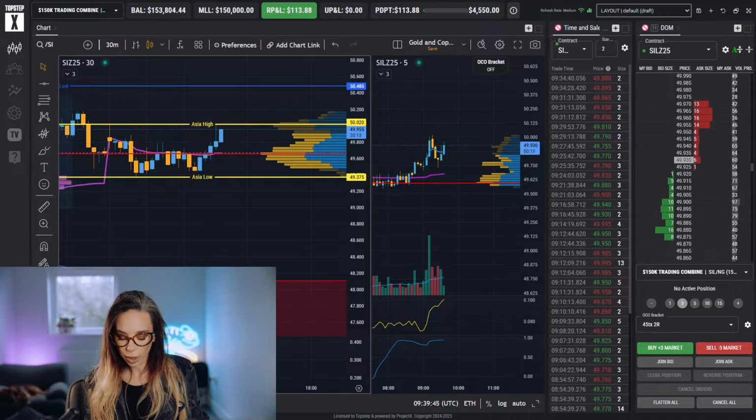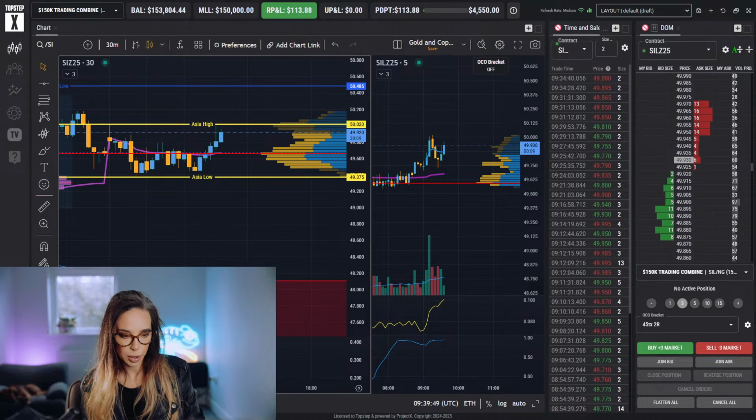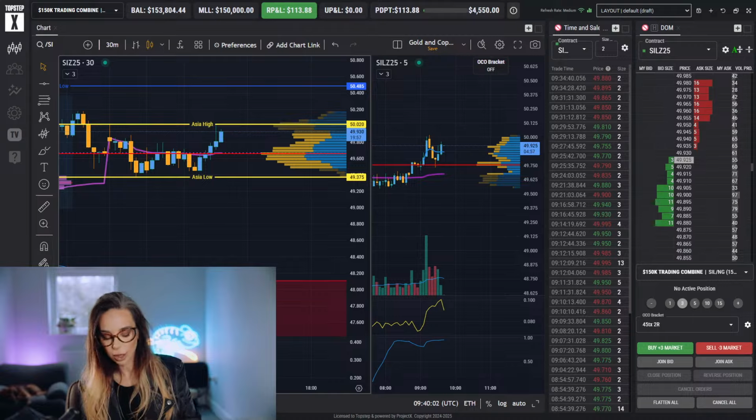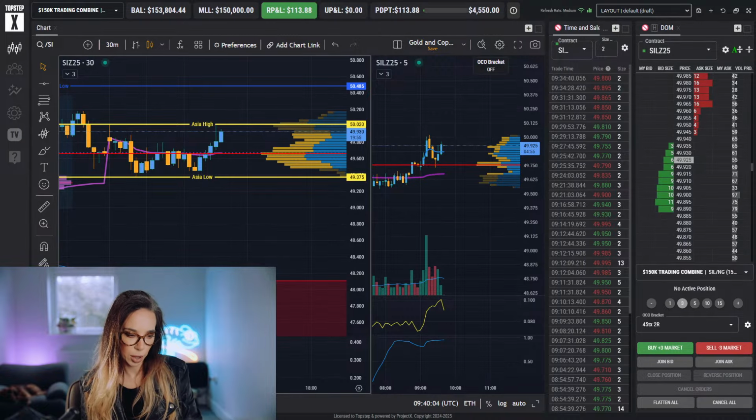Let's have a look at gamma walls and stuff. I've already mentioned a couple there, but I'm just doing some data analysis on silver because I haven't traded it in a while. And then I started trading it about a couple of weeks ago.